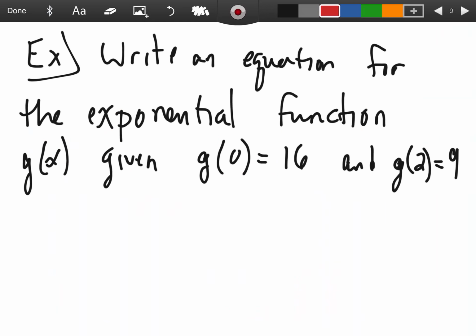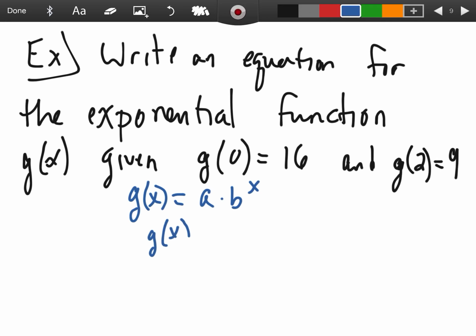And my last problem, sorry about that, guys. I might have fooled you into thinking the one before was our last problem. But we are going to write the equation for the exponential function g of x, given that g of 0 is 16 and g of 2 is equal to 9. All right, so again, I know g of x is exponential because the problem tells me it is. A times b to the x. All right, if I plug in 0, I get out 16, so 16 is my initial value. G of x is equal to 16 times b to the x.